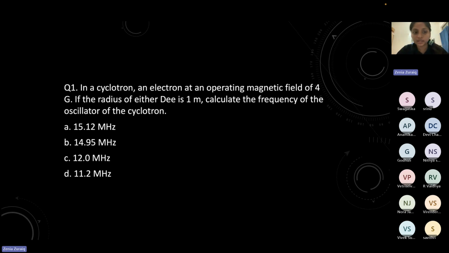Others, are you solving, or is there anyone who does not know how to solve this question or is having difficulty? Please put that also in the chat. This is based on a very direct formula of frequency of the cyclotron. If you don't recall it, you can check your lectures also. But it's just a direct substitution of the formula. I'll give 2 more minutes in case anyone is still solving. Okay, one more person says A. Any other answers in the chat?